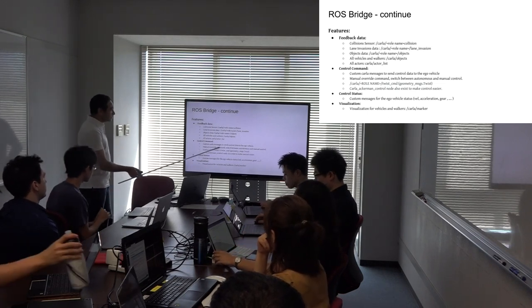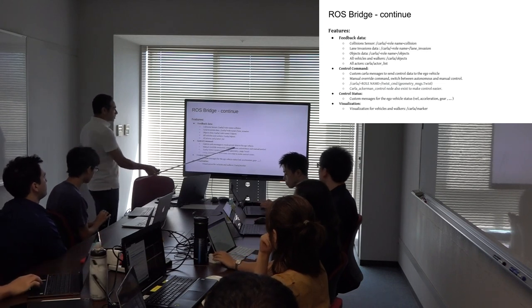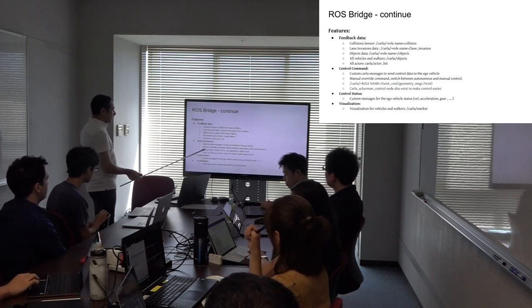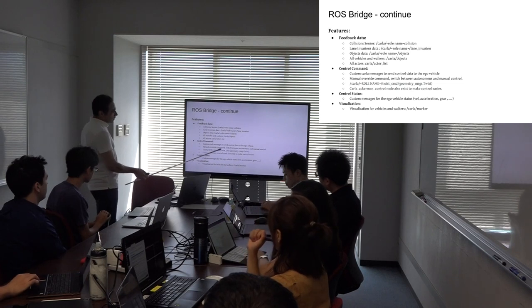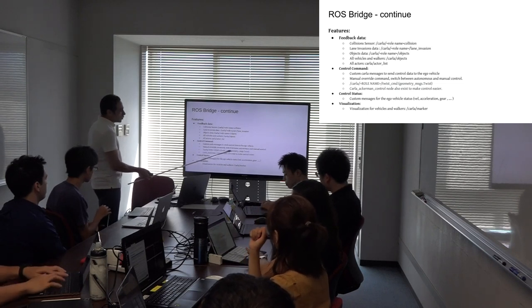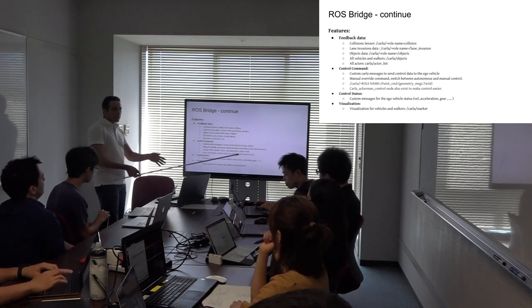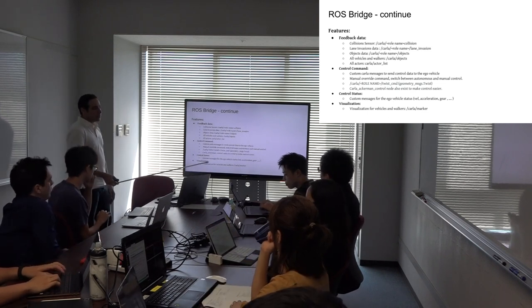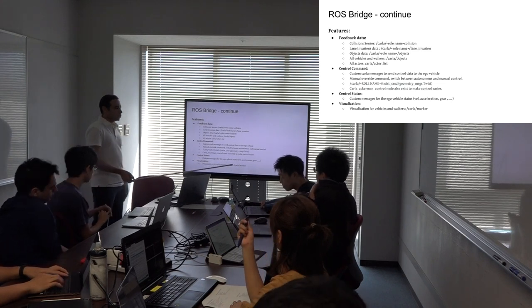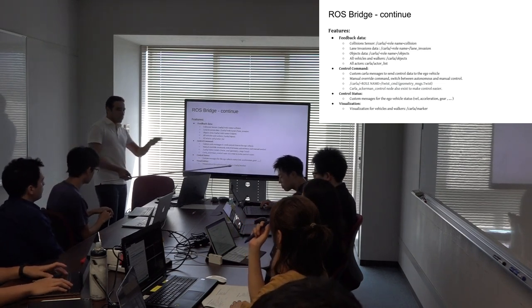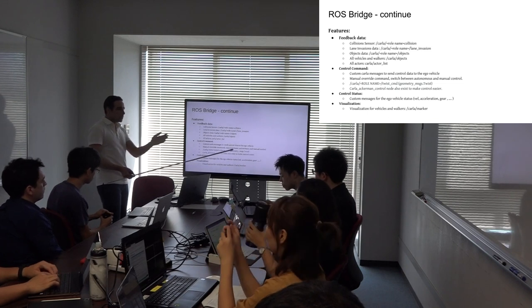Control command, we can send control data to the ego vehicle. Manual override command, switch between autonomous and manual drive. Same as if you have an actual autonomous car, you always have a switch which switches between autonomous mode and manual mode.